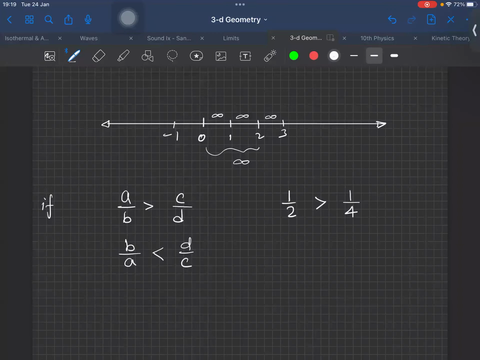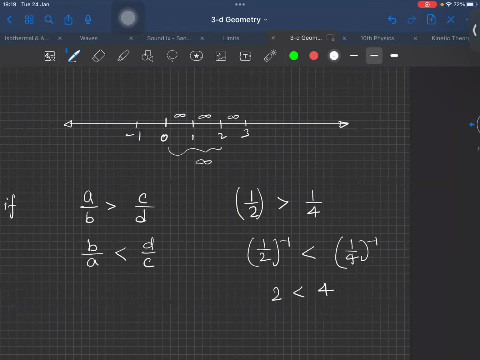Now if we take the reciprocal of these numbers, 1 by 2 and 1 by 4, the sign will change. That means 2 is lesser than 4, that we know. I know it's a really simple rule, but here we all make mistakes. Most of the time we make mistakes here, so always be careful about this.